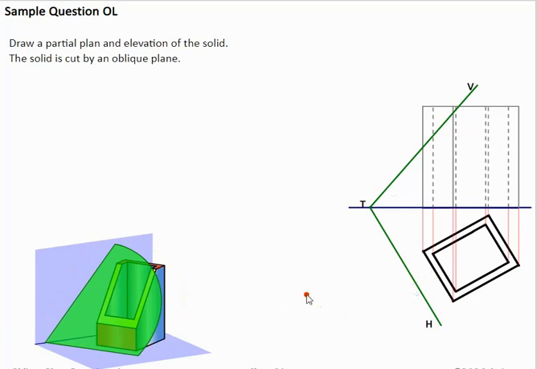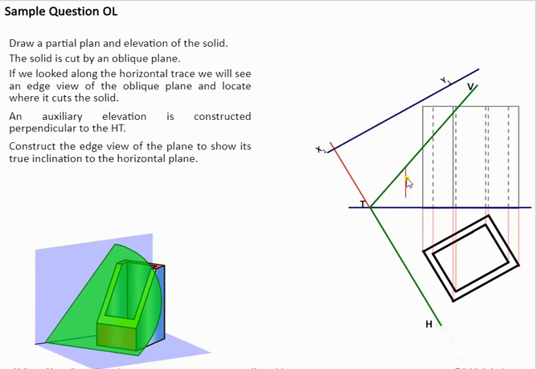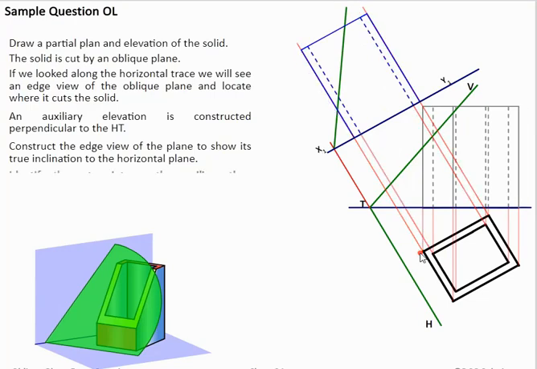What we have to do in this question is construct an auxiliary looking along HT, then find our vertical trace. So taking a point on the XY line, going straight up, then from this point here project it up at 90 degrees, and mark off our vertical trace. Now we're going to draw our auxiliary, bringing up all the points. What this shows us is where our object is being cut.